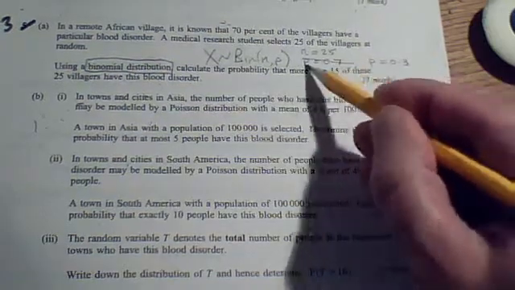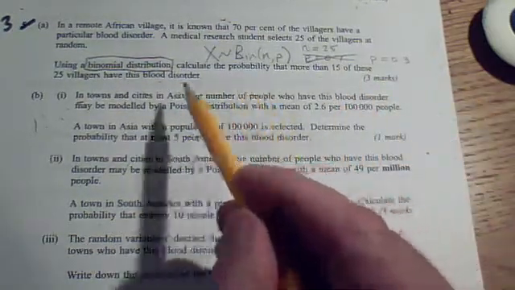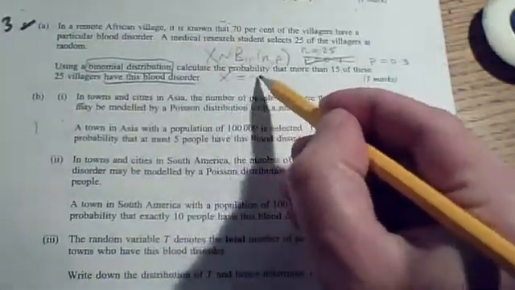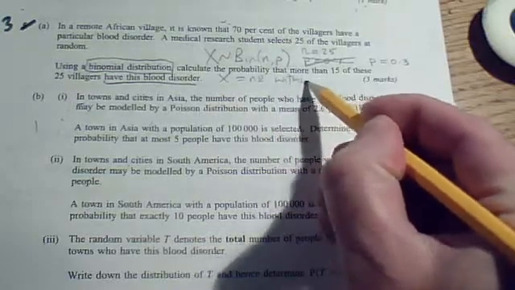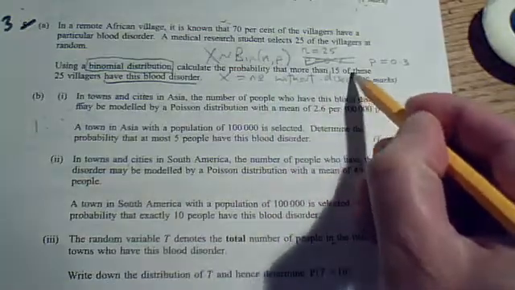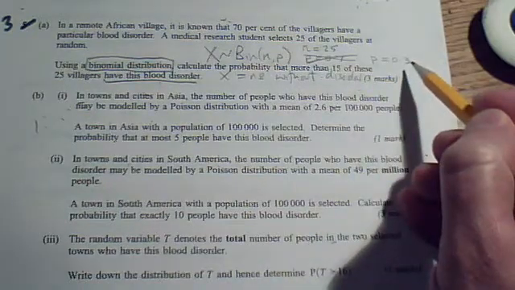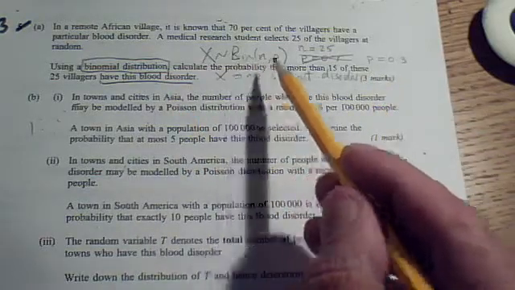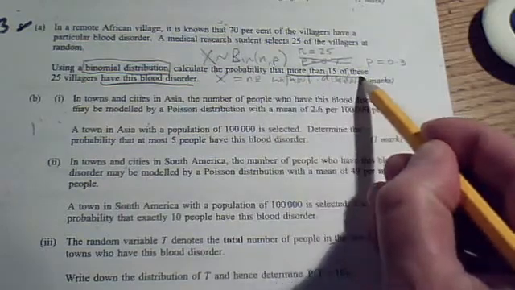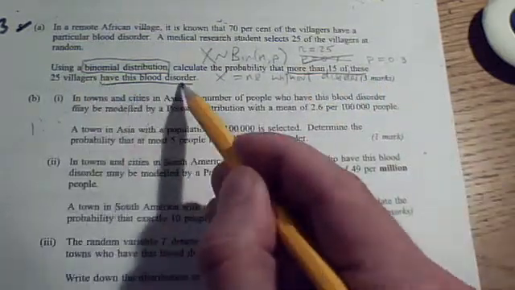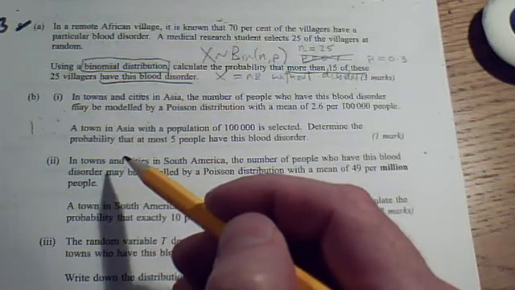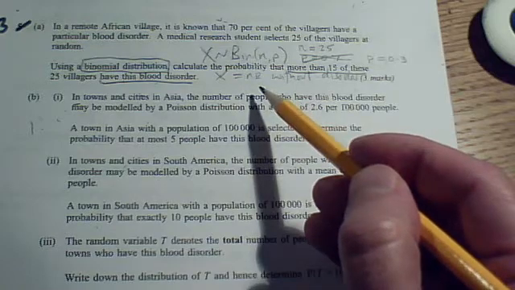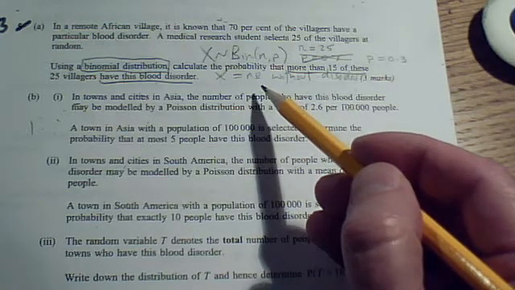And the way to achieve that is, instead of thinking about the number of people who have the blood disorder, you need to let x be the number without the disorder, because that's what has a probability of 0.3. Okay, once you've done that and you set up the distribution of x, you then need to think about more than 15 of the 25 having the blood disorder. You need to say how many of the 25 don't have the blood disorder, and that's the probability you need to get looking at tables. And that's how you do part A.